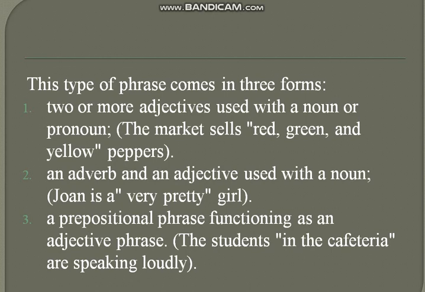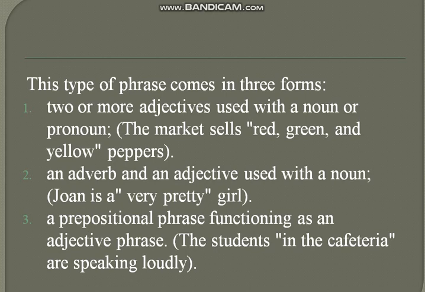Second, an adverb and an adjective used with a noun. An adverb and adjective may combine to form an adjective phrase. As you can see, Joan is a very pretty girl. Here very pretty is an adjective phrase, but as you know, pretty is an adjective while very is an adverb because it is modifying this adjective here. So very pretty is an adjective phrase which is modifying the noun girl here. So an adjective phrase may consist of an adverb and an adjective along with it.